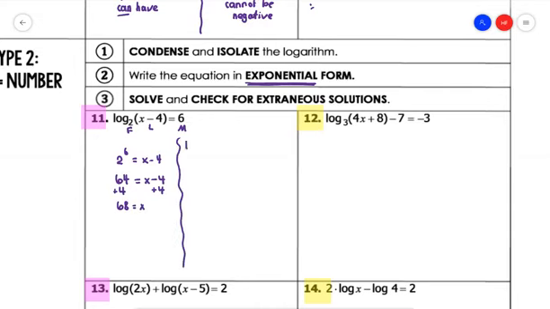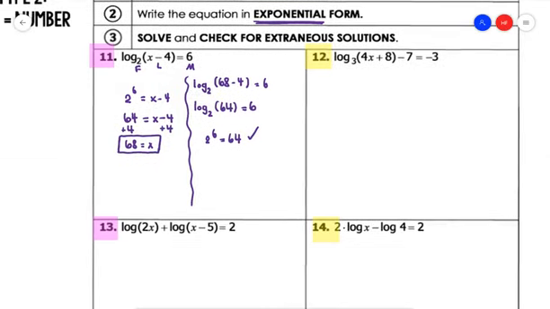And we have to plug that back in, make sure it's non-negative. So log base 2 of 68 minus 4 equals 6. Log base 2 of 64 equals 6, which if we convert it, we get 2 to the 6 equals 64, which is a true statement. So 68 is our value for x.